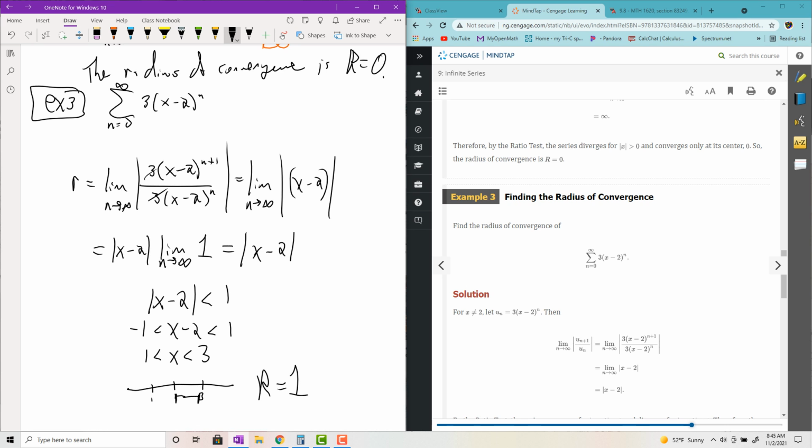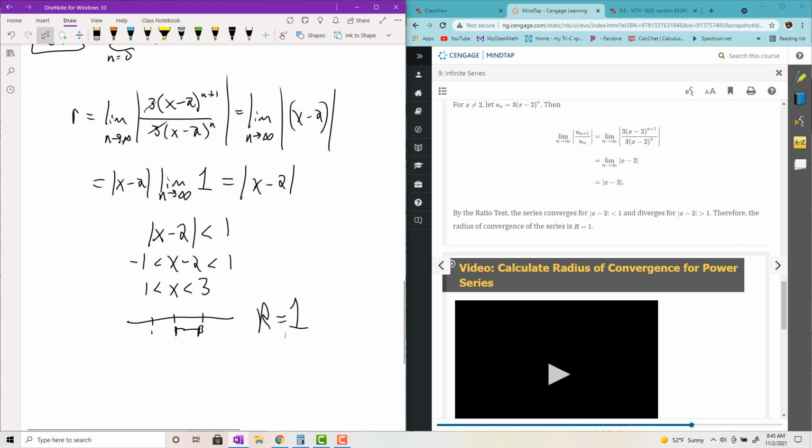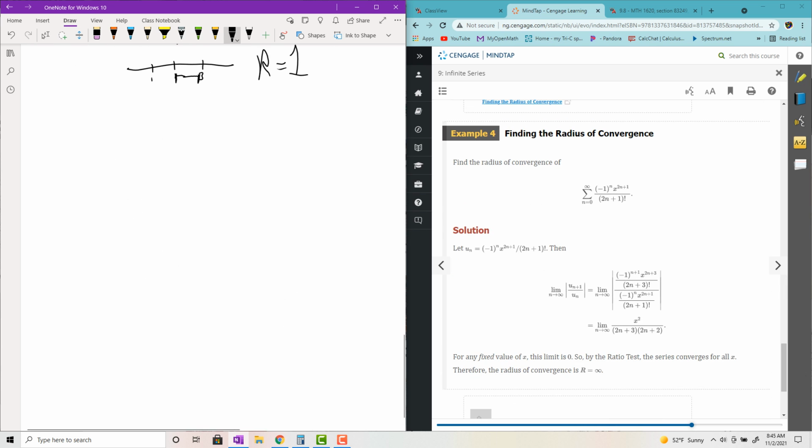Later we'll have to check the endpoints in order to get the interval of convergence. So the interval of convergence will go from 1 to 3, but then we have to check the behavior at the endpoints. That'll be a bit more work. But anyways, the radius of convergence is just 1. All right, let's look at example 4.